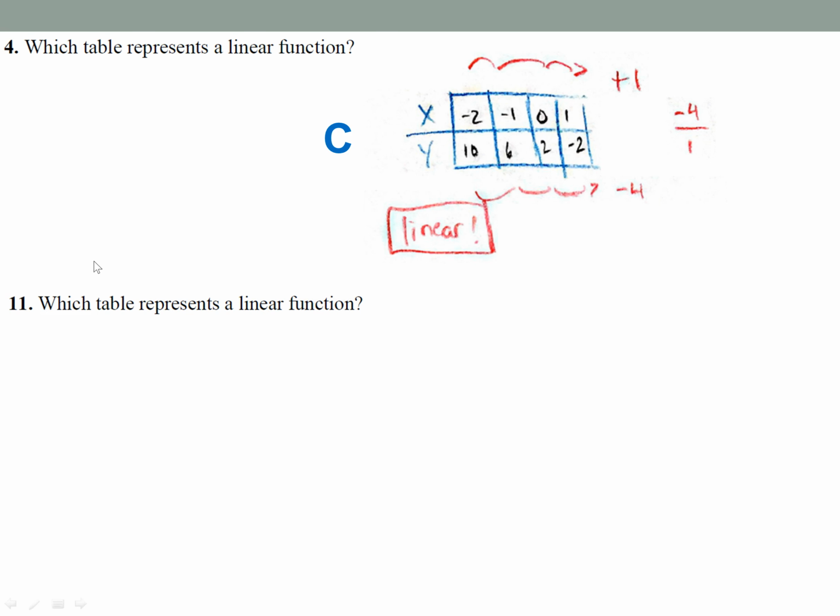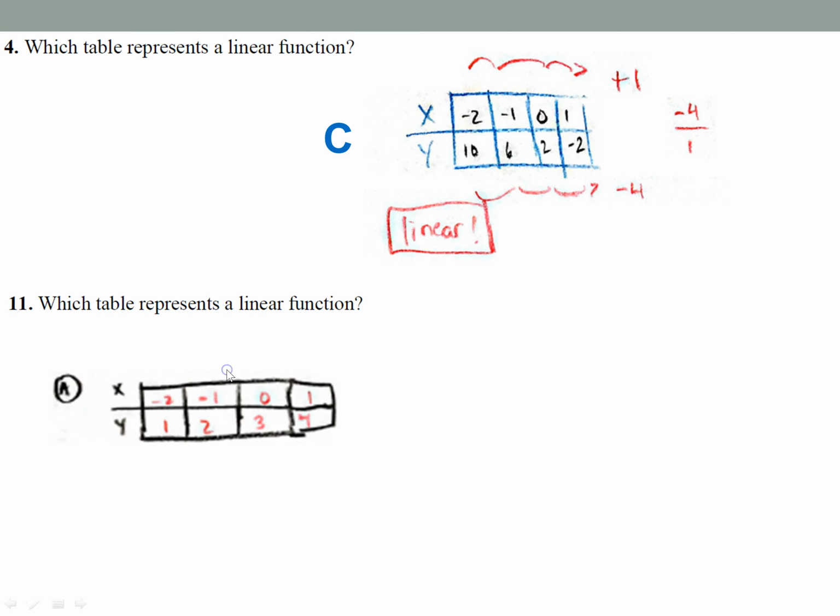Sweet. So which table represents a linear function is also question number 11. All right, so here's the deal. When I'm looking at question number 11, it's the same thing. And looking over them, I'm going to look at answer choice A for this table. All right, cool. If I'm looking at the top row, I see that it is consistently adding by 1. That's the x's. They're always being added by 1. Negative 2 plus 1, negative 1, negative 1 plus 1, 0, 0 plus 1 is 1. And on the y side, I am adding by 1 each time. 1, 2, 3, 4.